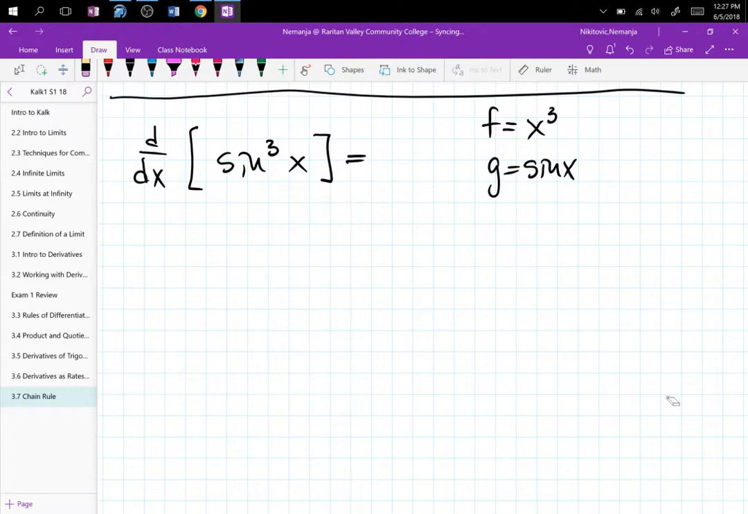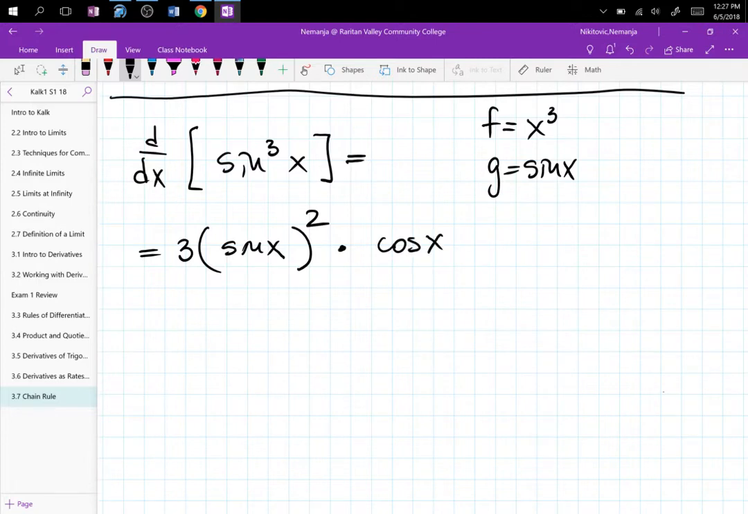So what do we have? The derivative of the outer function, which is 3x squared, but I'm not going to put x. I'm going to put g in there, which is sine x, times the derivative of the inside. The derivative of sine is cosine x. So to write this nicely, there are a few options: 3 sine squared x cosine x. And that would be the answer.